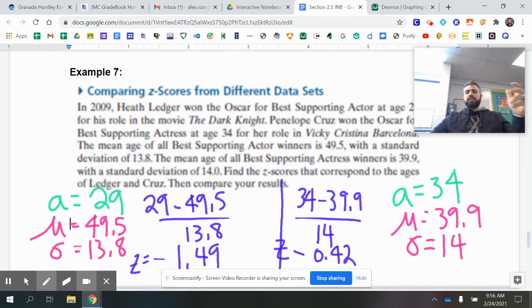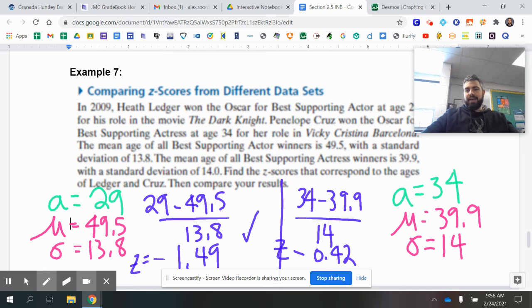All right, so let's talk about these. So what do you notice about them? Well, the first thing we notice is both of them are negative. So what does that mean? It means that both people, when they won, they were going to be younger than the average, okay? So that's important. Next thing we notice, which one was more unique or different? And that would be this one, because it's getting closer to negative 2, which means it's getting closer to unusual.